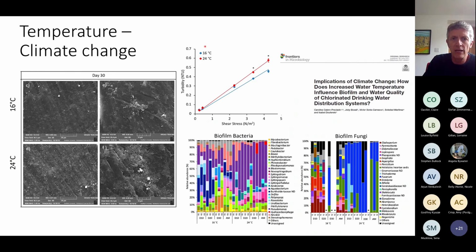And when we went to this 24 degrees, there was really quite a marked shift in the fungal community growing inside. And those of you with sharp eyes can probably see more fungal spore shapes within these higher SEM images than you can see in the colder 16 degrees water temperature.